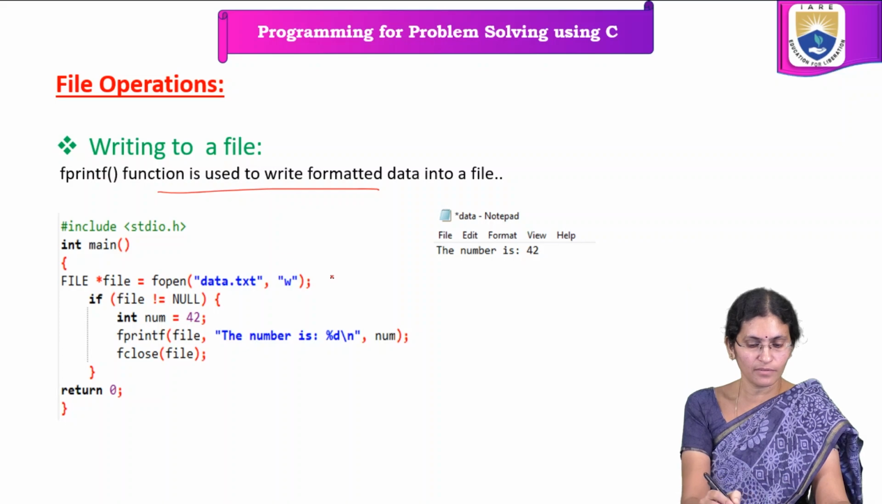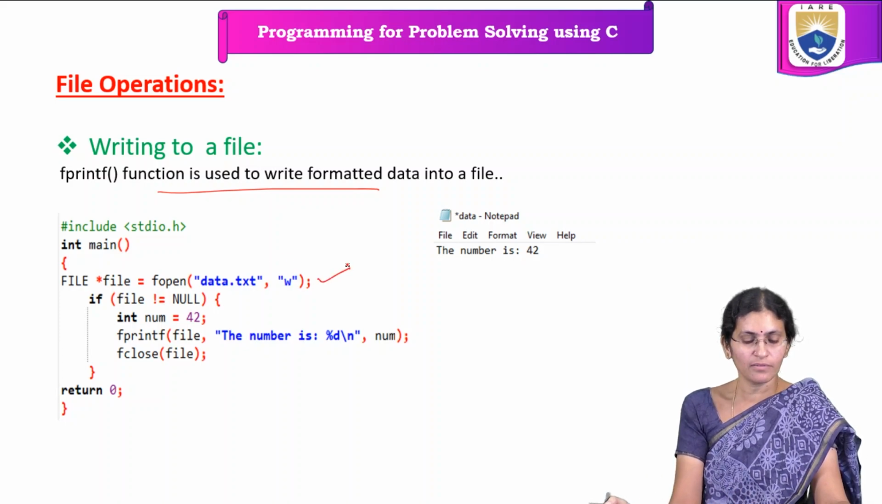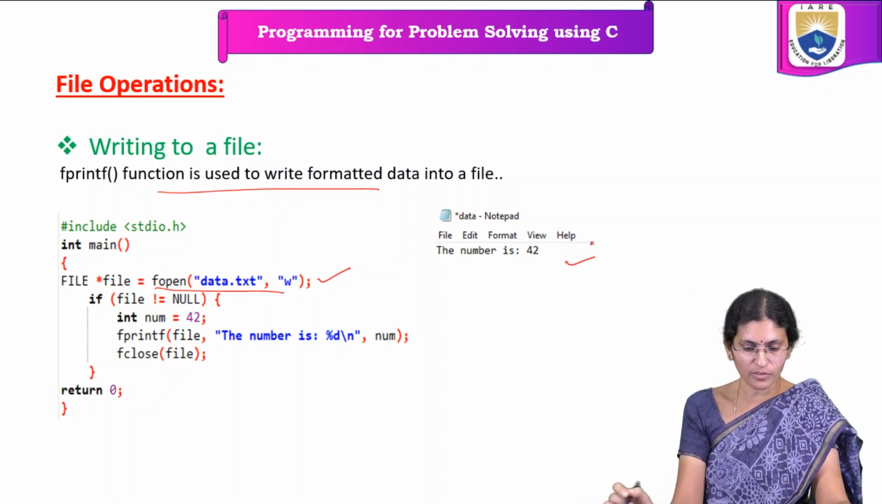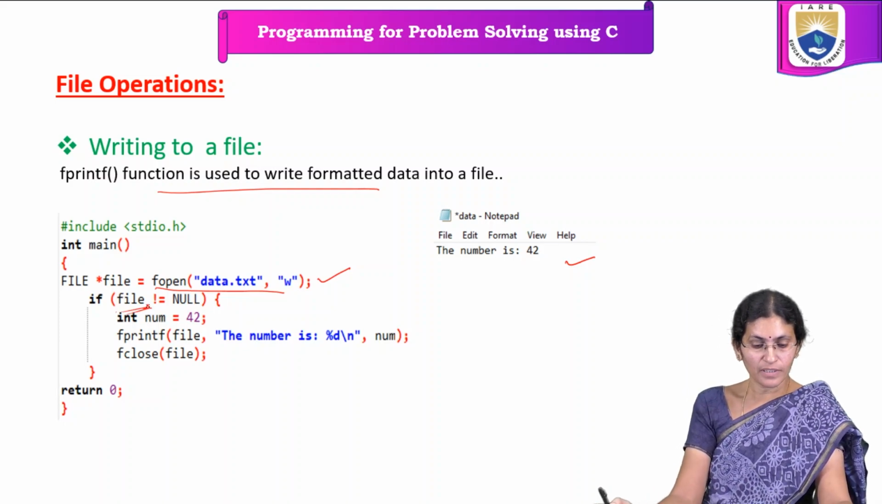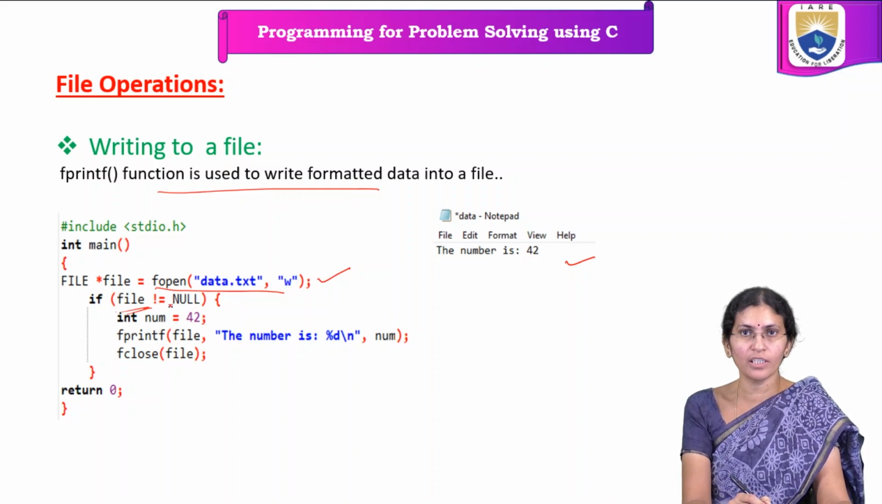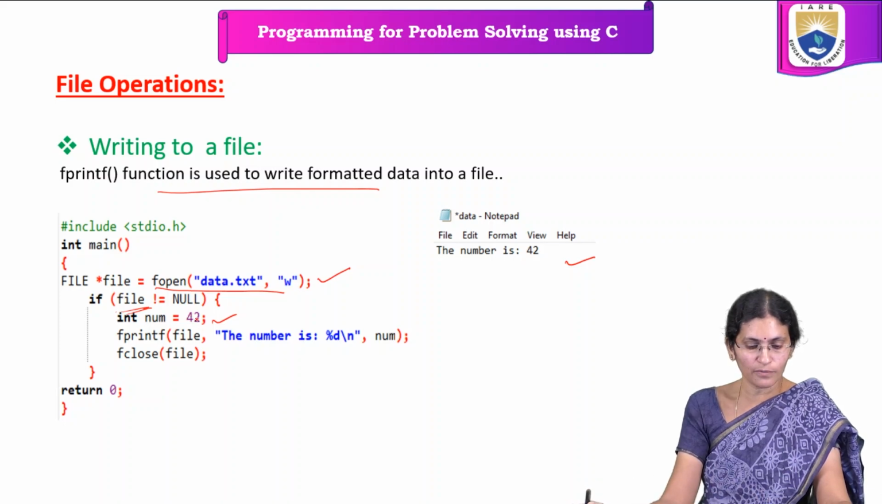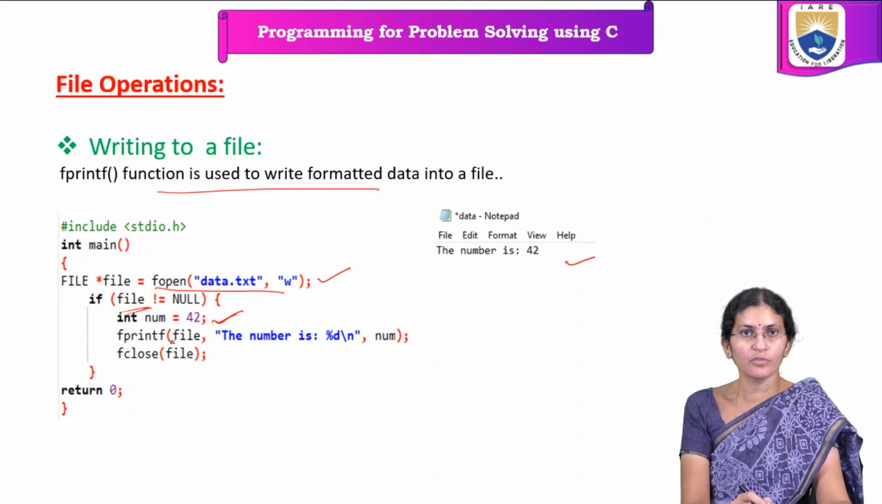First we need to open the file. So data.txt is opened in write mode. We check the condition whether the file pointer is not equal to null. If it is not equal to null, then perform these operations. The variable num, which is an integer variable, is assigned a value 42. This is initialization.